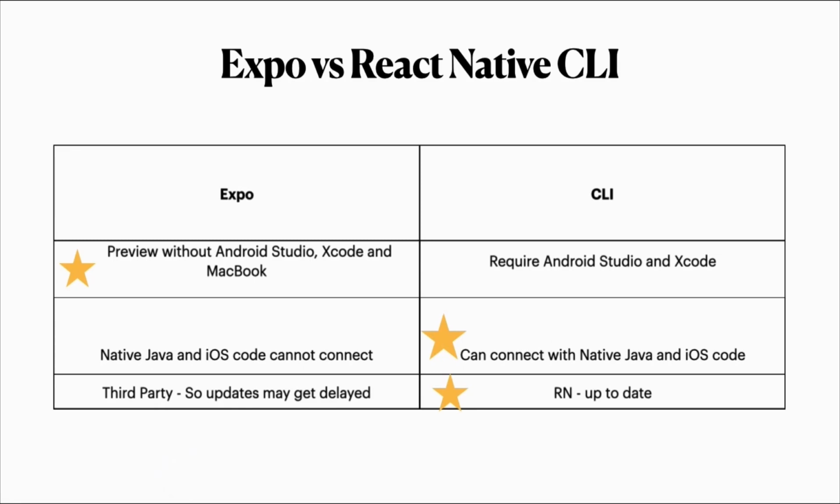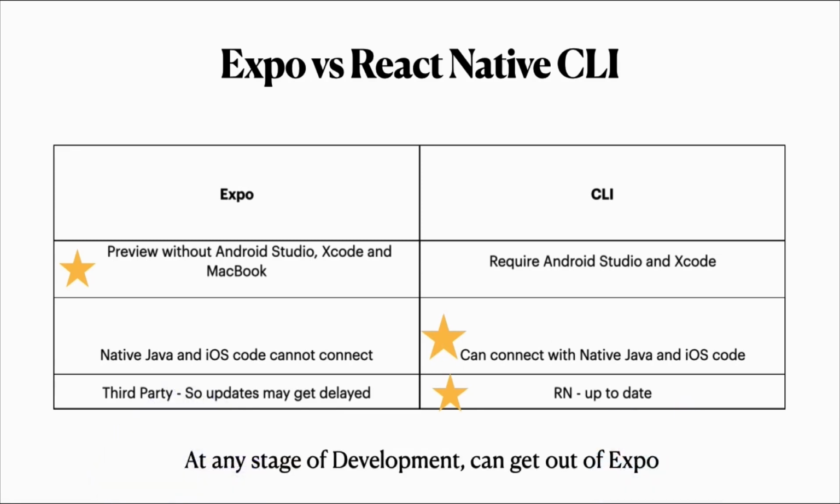Now, one very useful feature of React Native development is that you can get out of Expo at any stage during the development and start working with CLI, and this is a process called eject. So this brings us to the end of this tool's comparison. In the next video, we'll discuss how to build our first React Native mobile application.